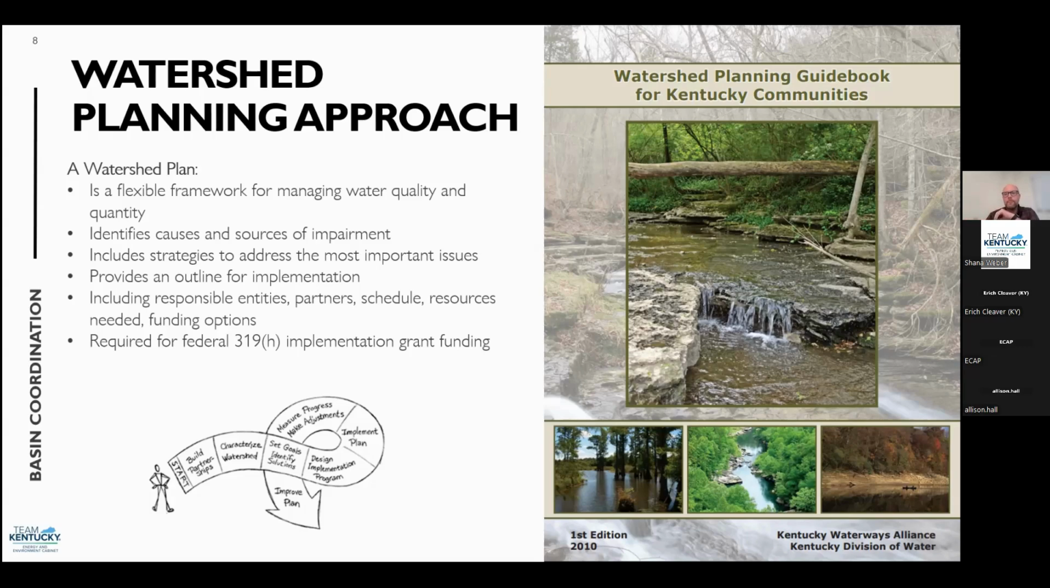The document you see on the right there, the Kentucky Watershed Planning Guidebook, is something that we put out in 2010. The idea here is to walk communities through the process of developing a watershed plan. It's a little outdated, but it's still a very good document. And this is available on our website. I've got a link to it at the end of the presentation.